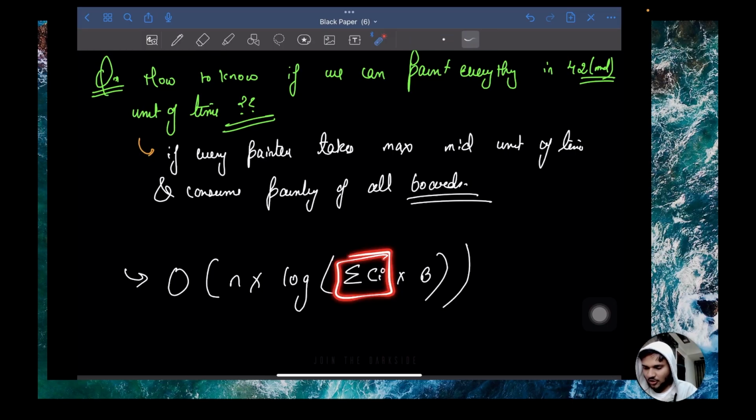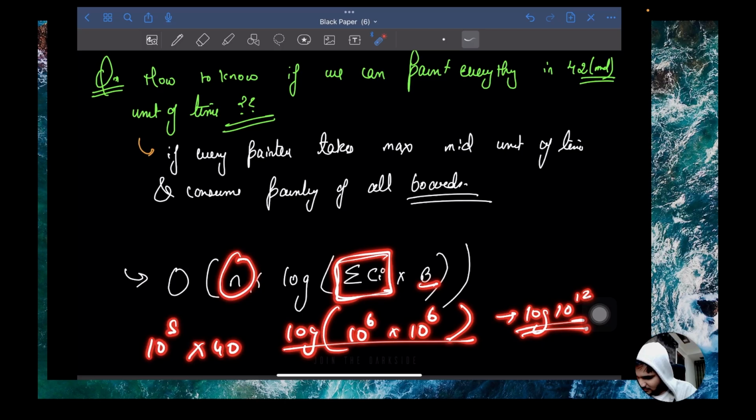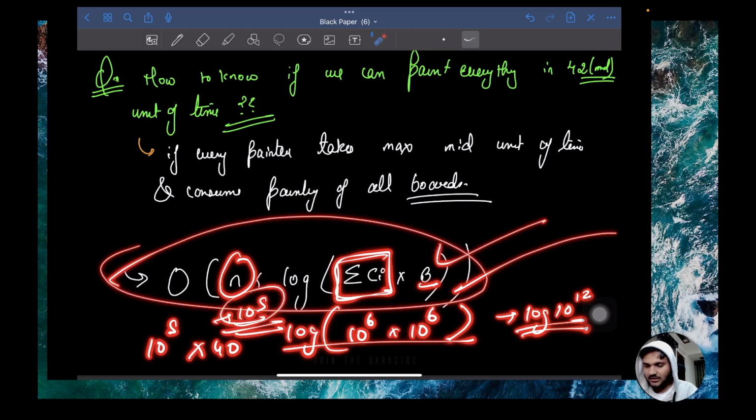If you see, summation of all of the elements is going to be approximately 10 raised to 6. B is going to be approximately 10 raised to 6. So log of 10 raised to 6 into 10 raised to 6 is what? Log of 10 raised to 12. What is log of 10 raised to 12? Approximately 40. 40 into n. N is 10 raised to 5. Will be approximately 10 raised to 5 only. This solution will get submitted.